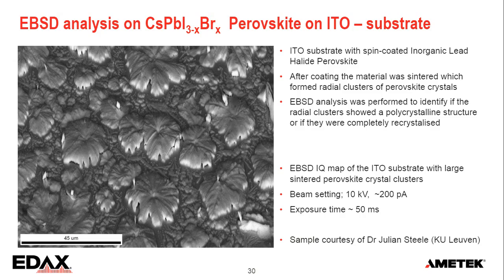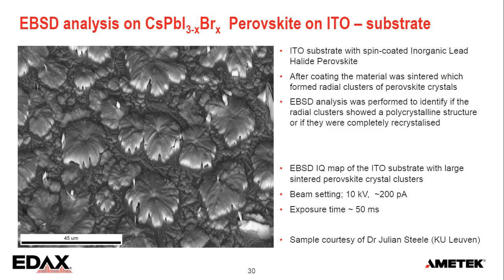And you can see these flower-like radial structures. In there we can recognize something like feathers growing out. It looks a little bit like dendrites. And the question here was, can we see what the crystallographic makeup is of those clusters? Are those single crystals? Can we recognize these dendrites in there? So how was that formed? Now, this was measured with 10 kV and about 200 picoamp. I have to say the sample was provided by Dr. Julian Steele from the University of Leuven in Belgium.